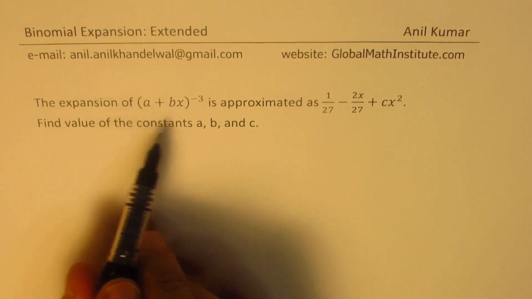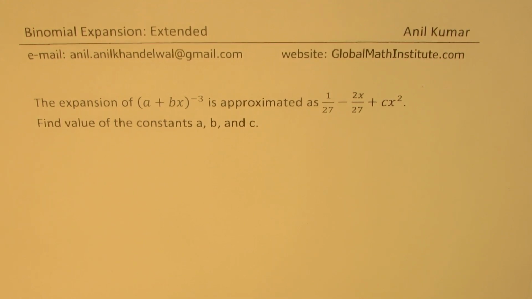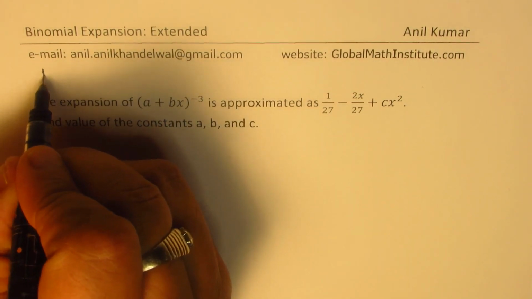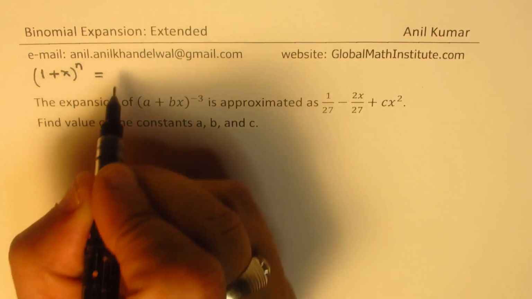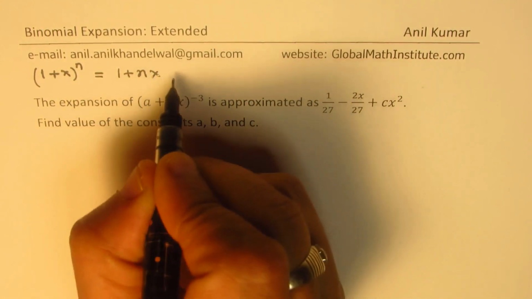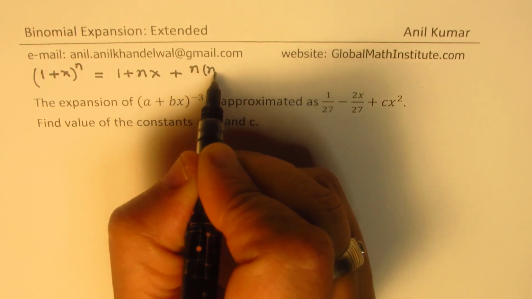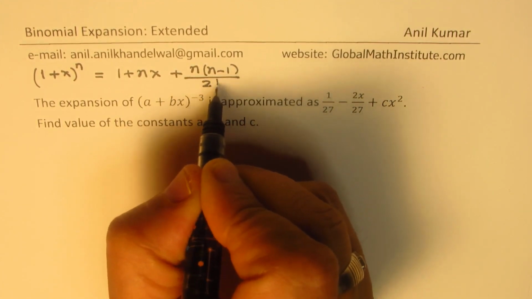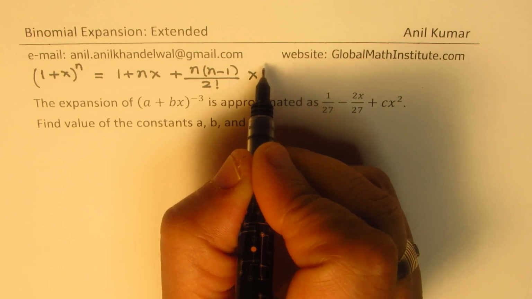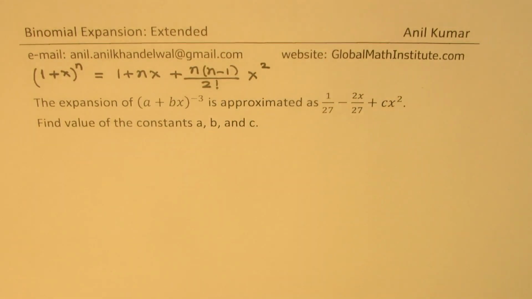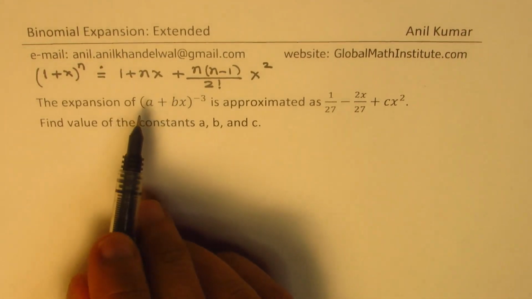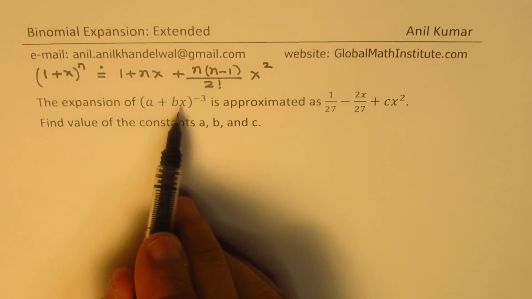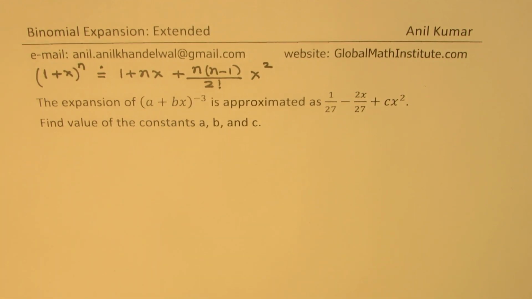So let me recall how to go about doing these kinds of expansions. Generally, we are talking about (1 plus x) to the power of n, right? Which could be written as 1 plus nx plus n times (n minus 1) over 2 factorial times x squared. Now, since we are talking about x squared, we can terminate it here, right? However, in this series, we have (a plus bx) to the power of minus 3. So it's kind of different, right?